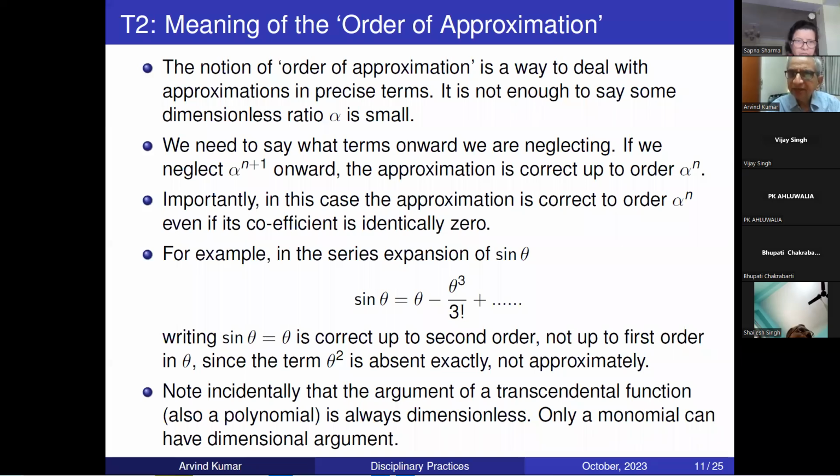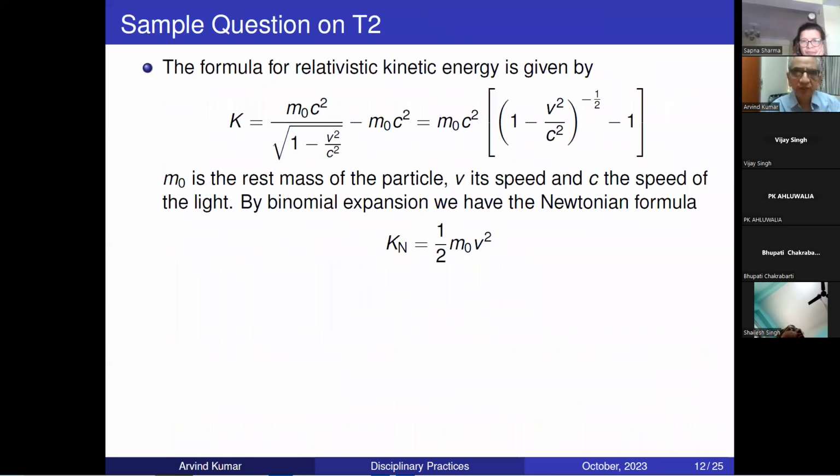The argument has to be dimensionless, otherwise it won't make sense. Only a monomial can have dimensional order. So these are some of the most important points. So this is the theme 2 thing.